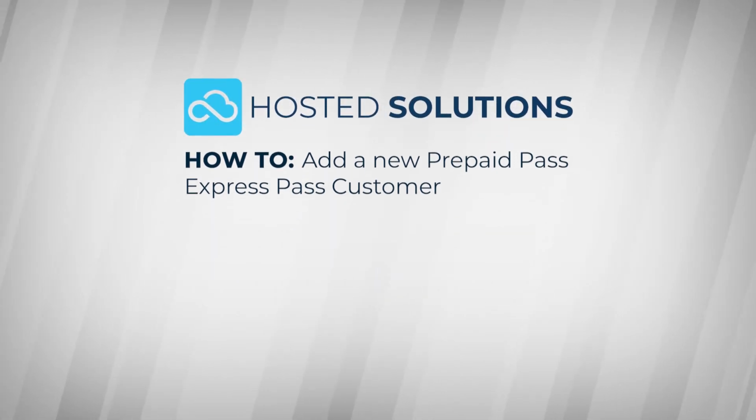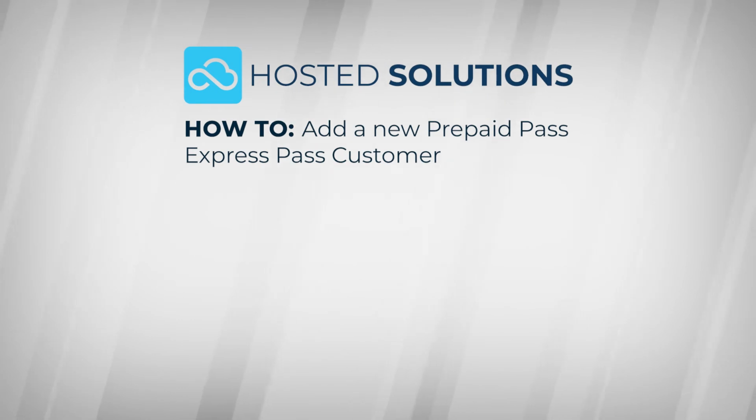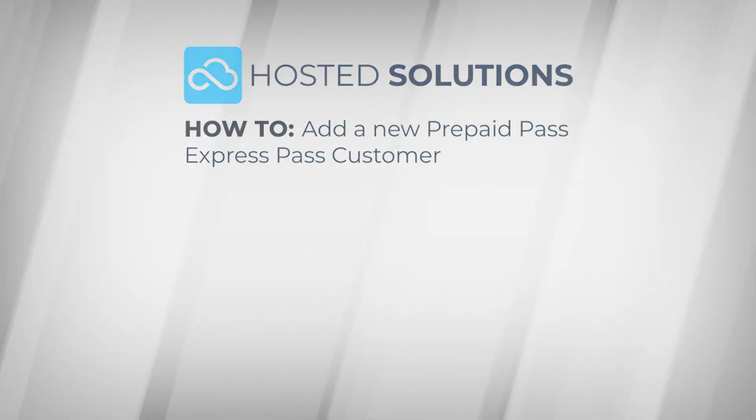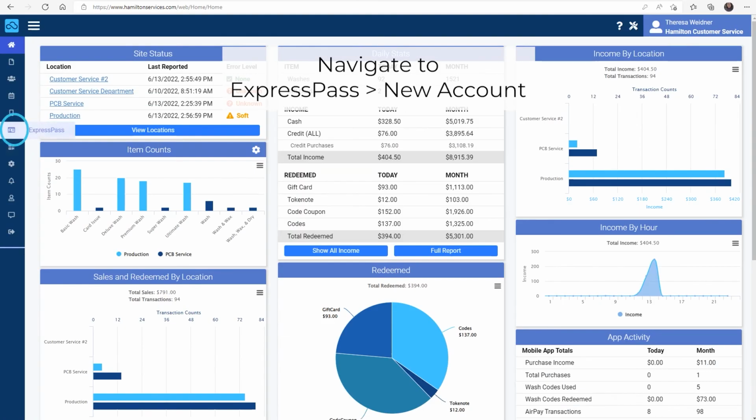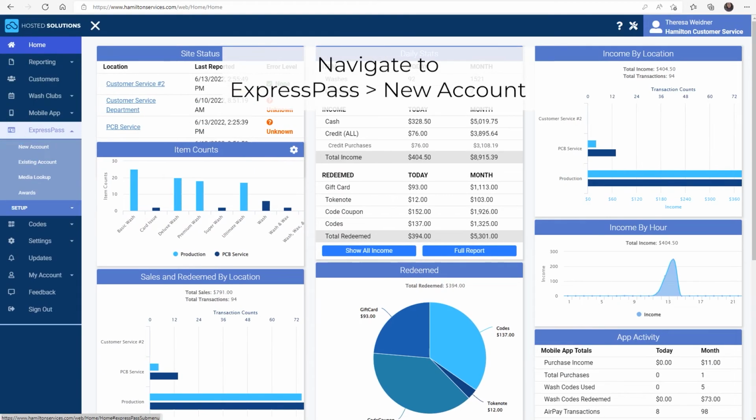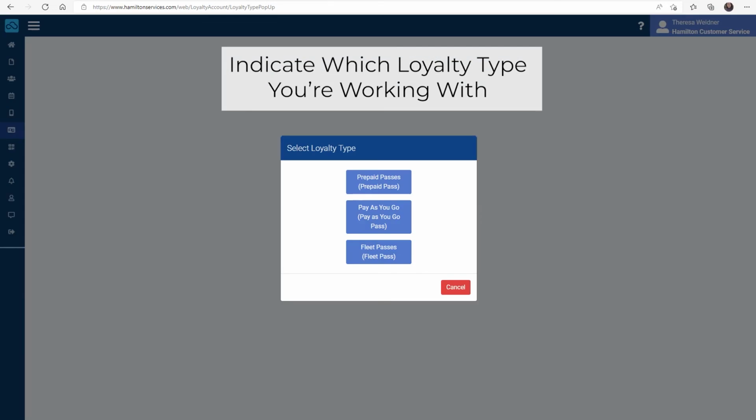In hosted solutions, it's easy to add a new Prepaid Pass ExpressPass customer. First, log in using your credentials. On the left, navigate to ExpressPass, New Account. You'll be prompted to indicate which loyalty type you're working with.